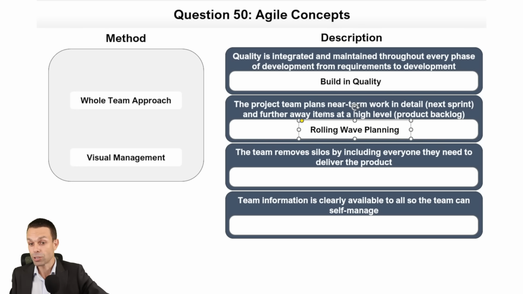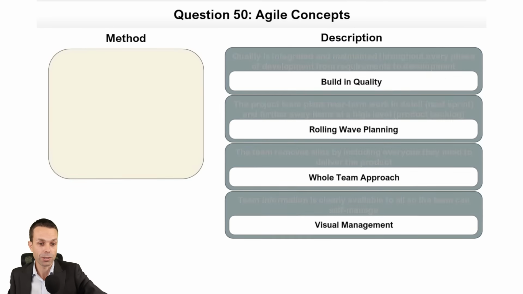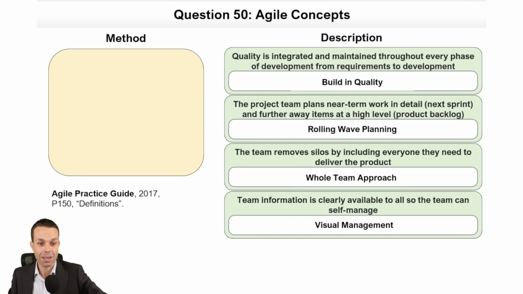The team removes silos by including everyone they need to deliver the project or the product. They are using the whole team approach, getting everyone involved. The team information is clearly available to everyone so they can self-manage their work. They're using visual management. And all of these, or most of these, come from the Toyota production system originally, which is a great way to see where Agile came from. And that's come through as correct, page 150 under definitions.